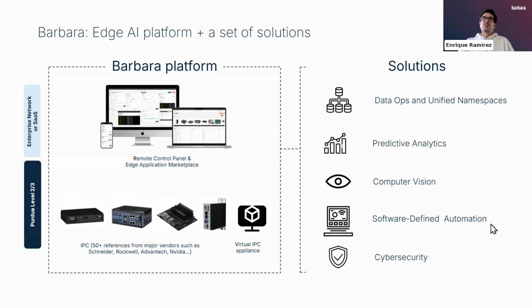Then also software-defined automation, like virtual PLCs and this kind of thing that can be deployed as software, creating a virtual PLC using an edge node in Barbara. And finally, cybersecurity. We can also deploy cybersecurity solutions in our edge node. Solutions that used to be hardware devices have now been converted into software, so we can deploy the software and run it in a Barbara edge node to offer the same functionality in the cybersecurity area.